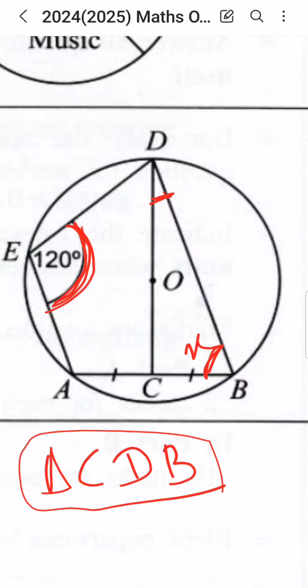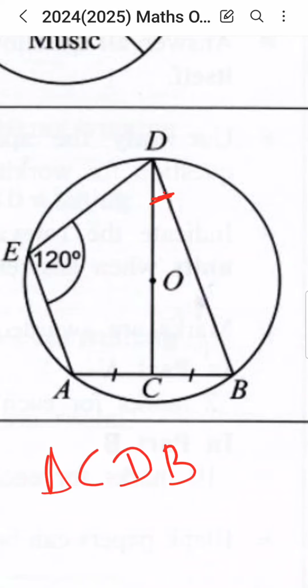Both are supplementary, so this 120 and this X equal 180. Therefore X is 60 degrees. So this is the first theorem and the first step to find the answer. Now we have got this angle as 60 degrees. Now the second theorem. What is the second theorem?